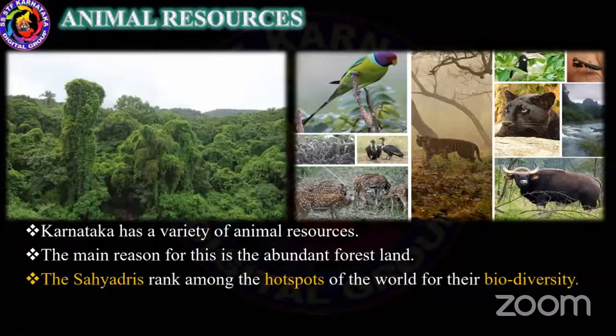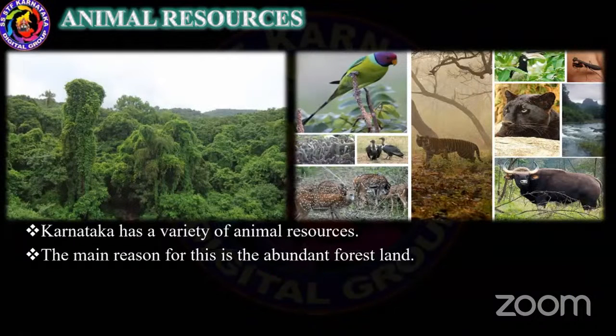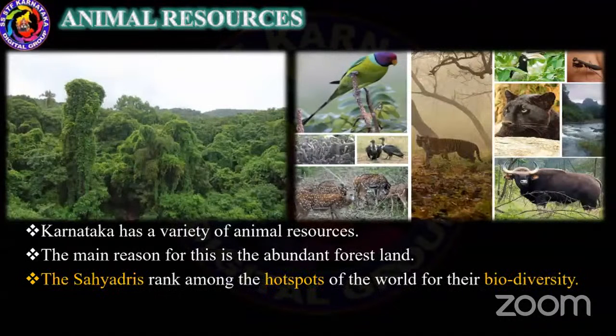The Sahyadris rank among the hotspots of the world for their biodiversity. The Sahyadri region, or Western Ghats, is a hotspot which has more than species. It is also an area rich in biodiversity. There are different types of species, animals, and birds in this Sahyadri region.